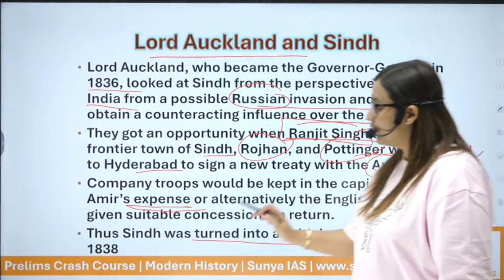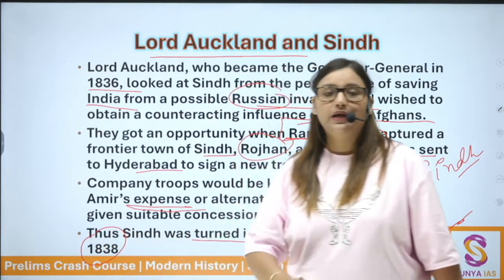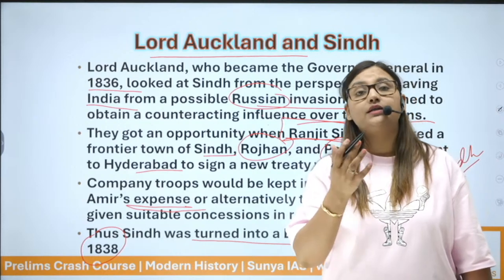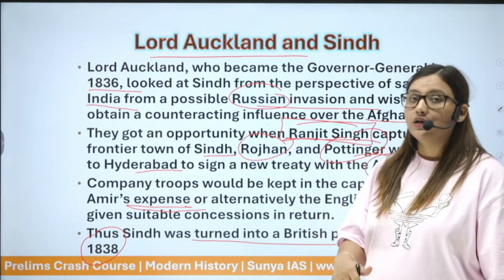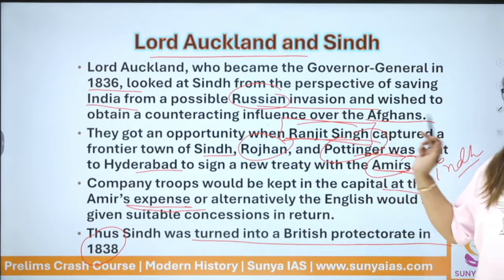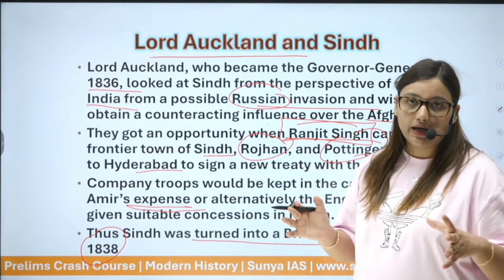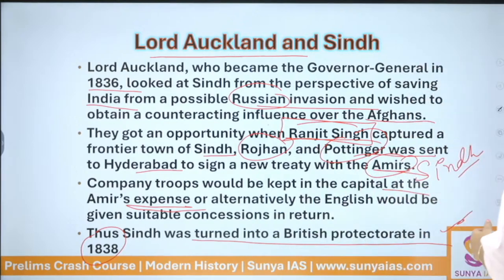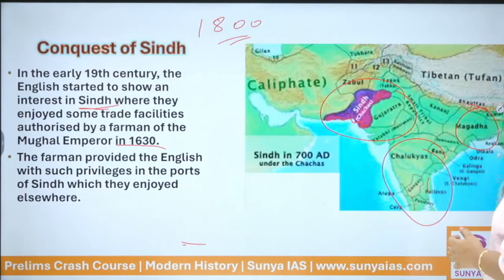So if I ask you simply why Sindh became a British protectorate, it is because they were afraid of Ranjit Singh, because of the expansion of Ranjit Singh. Ranjit Singh was expanding, and that's why EIC took this opportunity. Lord Auckland followed this policy, and he wanted this policy.